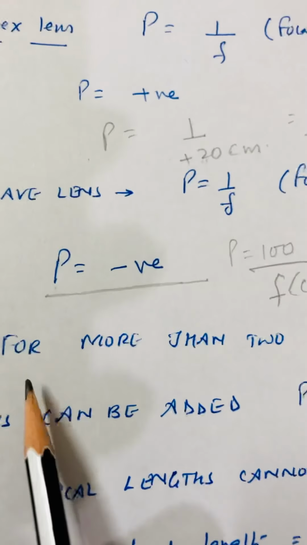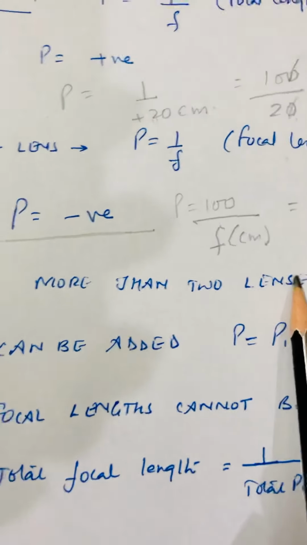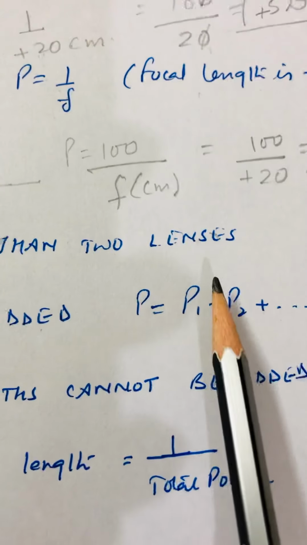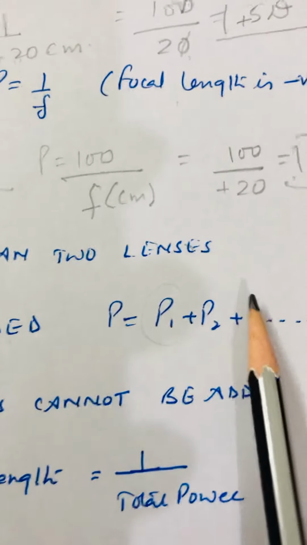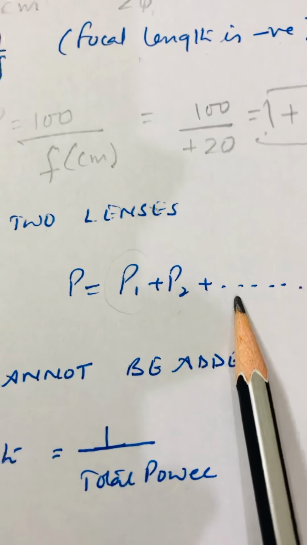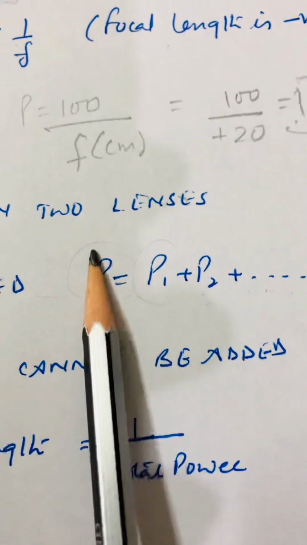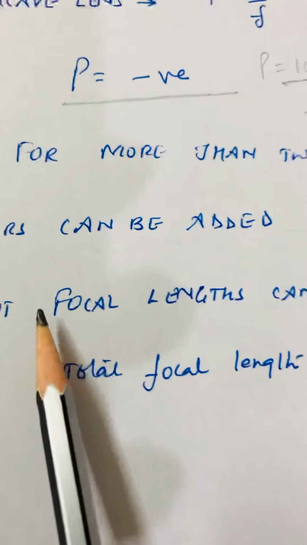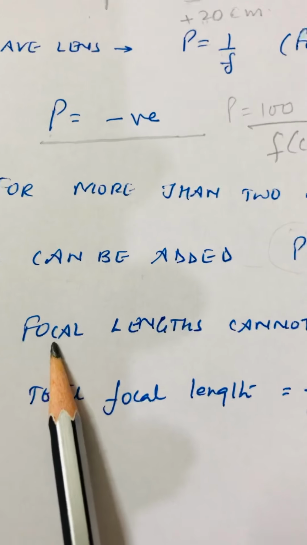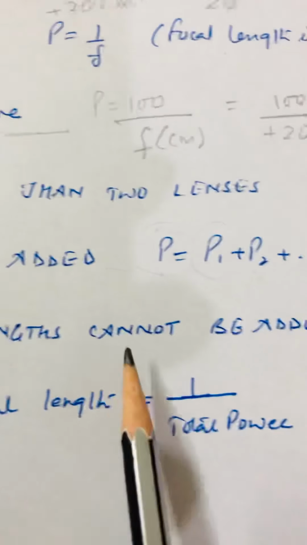Now if you have a combination of lenses, means you are using more than one lens at a time, then powers can be added. For example, if I give you power of one lens as P1 and the second lens as P2 or third lens as P3 and so on, and you want to find out total power, then you can add the individual powers to get the total power. But if you are given more than one lens and instead of power you are given the focal lengths, then the focal lengths cannot be added.